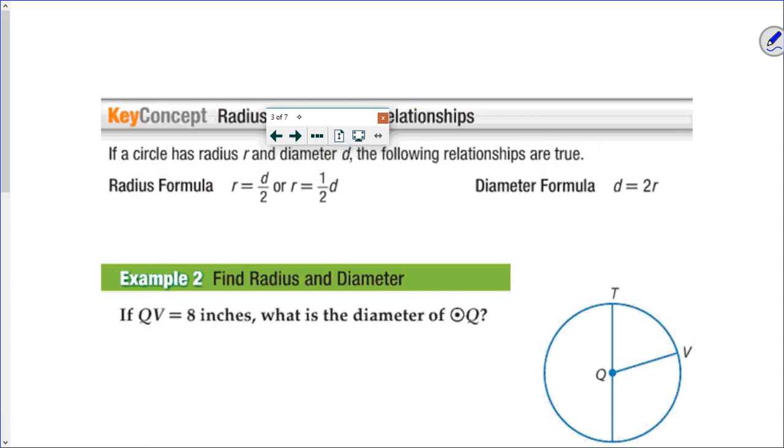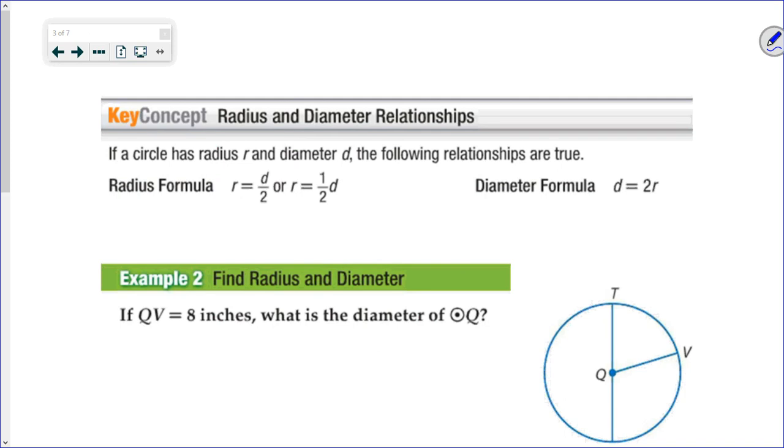Continue here. Radius and diameter relationships. If a circle has radius r and diameter d, the following relationships are true. Radius is equal to 1/2 the diameter, or diameter divided by 2. And diameter is just equal to 2 times the radius.